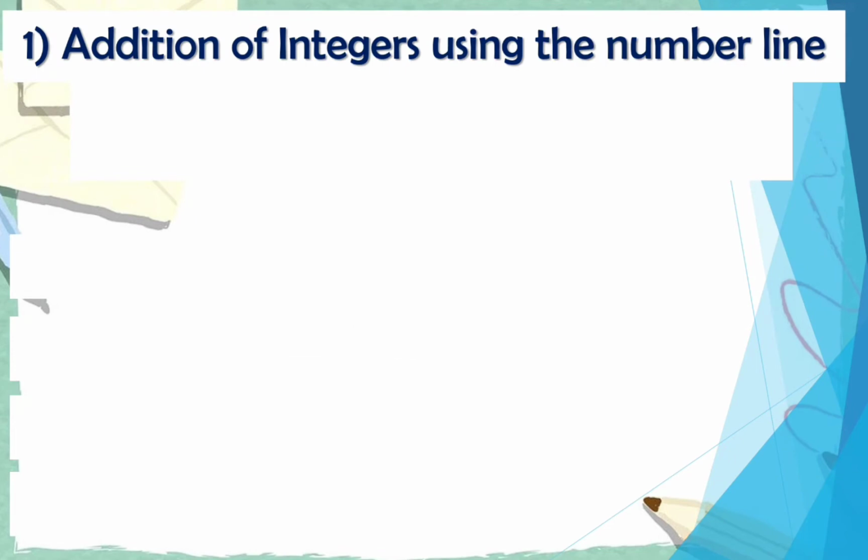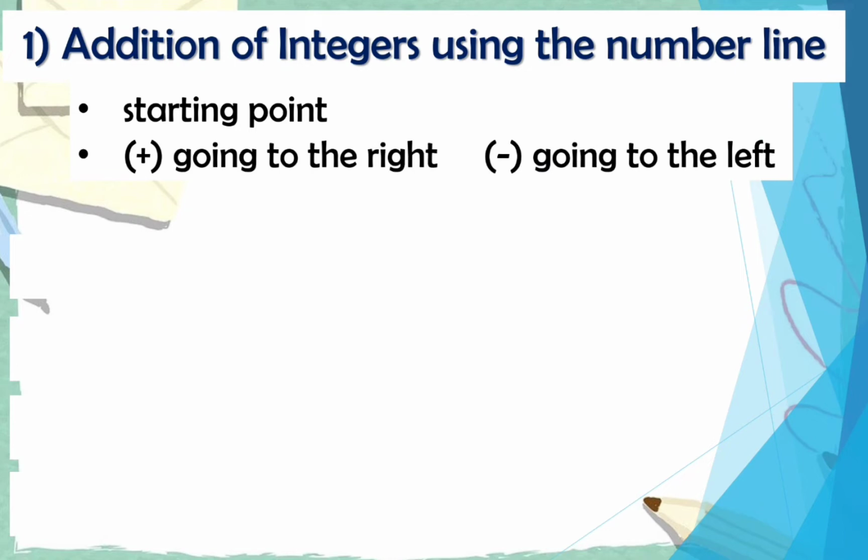Let us add the integers using the number line. Paano nga ba mag-add ng integers gamit ang number line? Una, you need to know your starting point. Kailangan mong malaman kung saan ka mag-i-start sa number line. Pangalawa, your movement. Kapag positive ang integer, your movement is going to the right, papunta sa kanan. Kapag naman negative ang integer, your movement will be going to the left, papunta sa kaliwa.